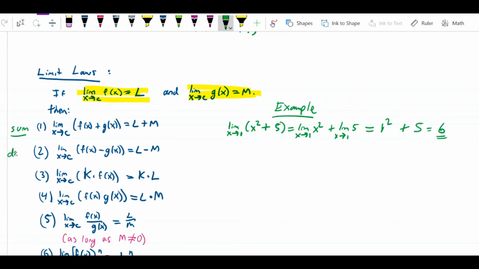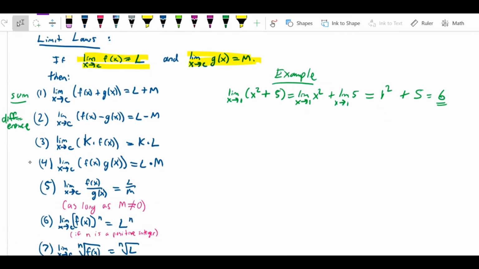This is the difference rule. Sorry, you can't really see that. Difference rule. And it works the same way. It just says if you take the limit of one function minus the other, you can simply subtract the two limits. You can see an example of that in the textbook. I don't think I need to do one.